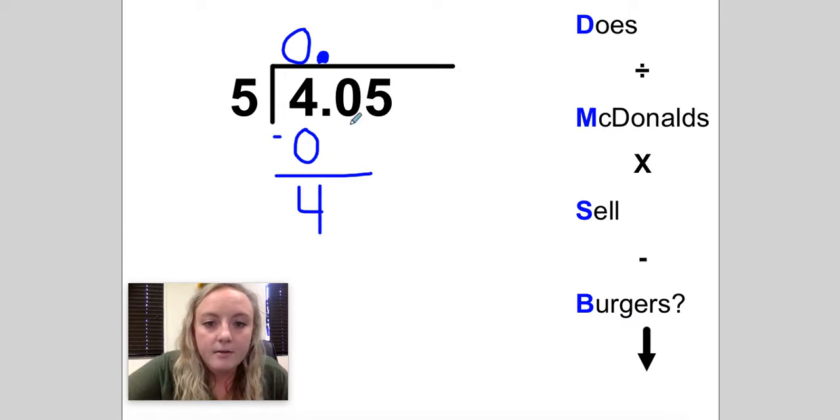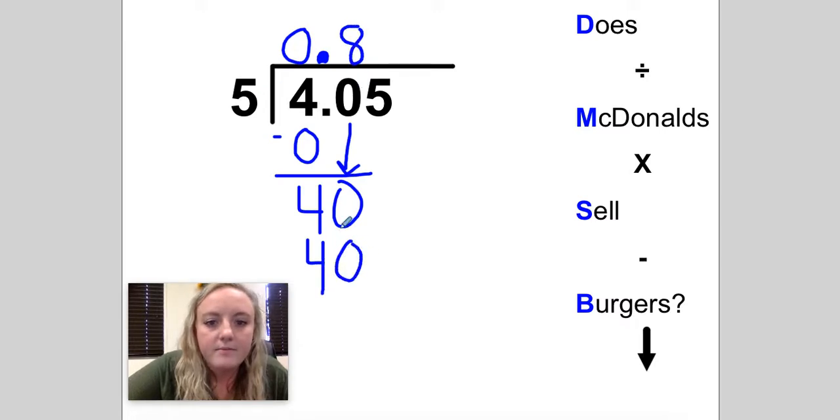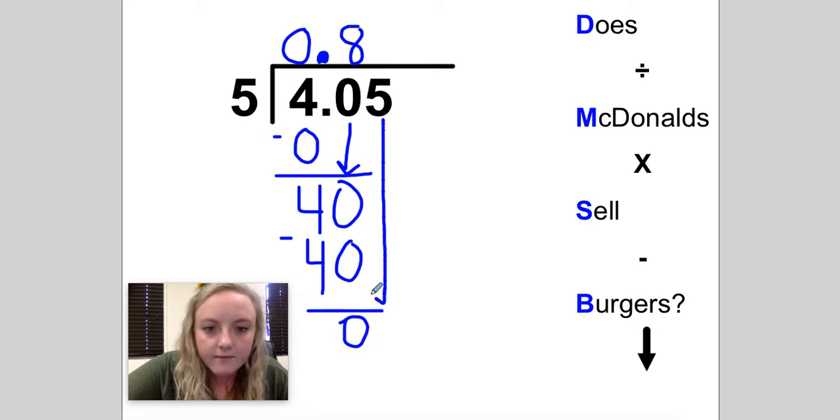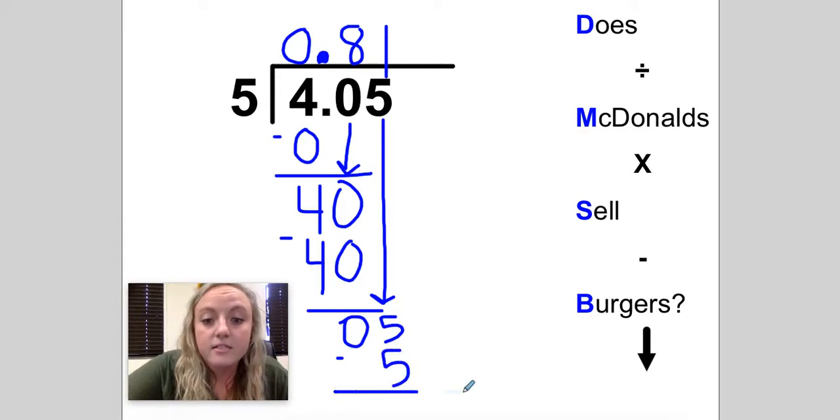Then I bring down. I'm going to bring down this 0, and now I have the number 40. Can 5 go into 40? The closest multiple to 40 is 40, and it's the 8th one. 5 times 8 is 40. Then I subtract. After you subtract, you bring down. I'm going to bring down this 5. 5 can go into 5 one time because 1 times 5 is 5. And then I subtract. My answer is 81 hundredths.